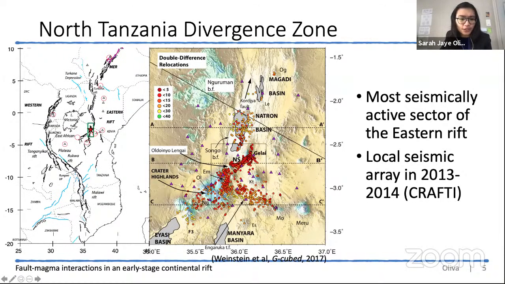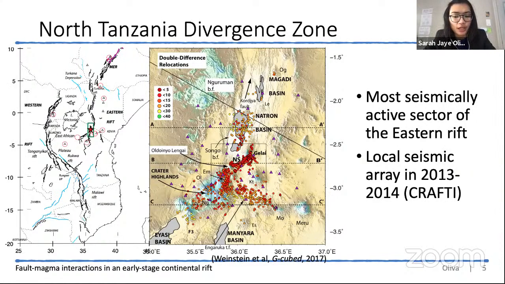So it's located, here's a blow up of that small green box right there. So we're situated right around the border. This line right here is the country border between Kenya in the north and Tanzania on the south, at the southern end of the Eastern Rift. And specifically, we're focusing on here some names: Magadi Basin, the Natron, and the Manyara Basin. So that's right there. And this area is the most seismically active sector of the Eastern Rift.